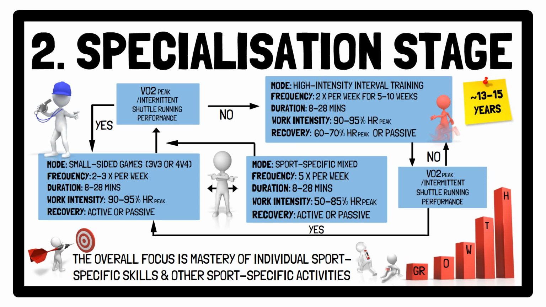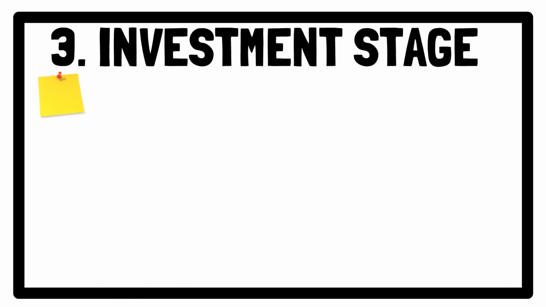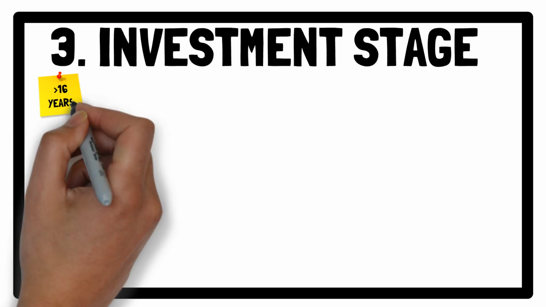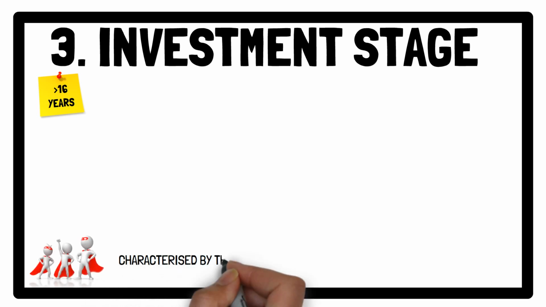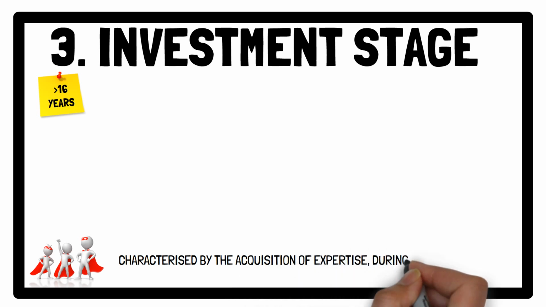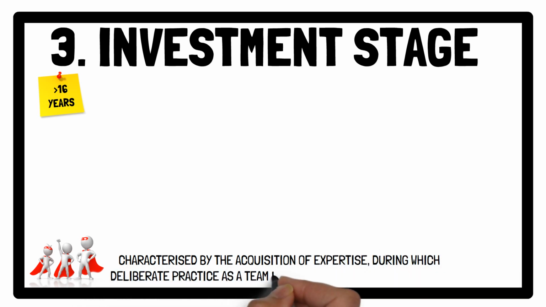And lastly, the investment stage, which takes place around 16 years and above. Once players enter the investment stage, the aim is proficiency in their chosen sport. Therefore, this stage is characterised by the acquisition of expertise, during which deliberate practice as a team is the best use of the training hours.